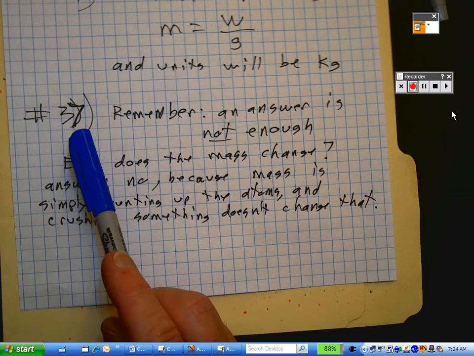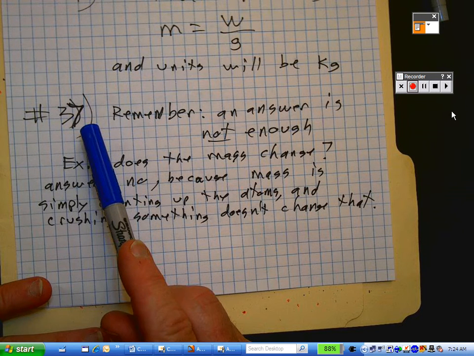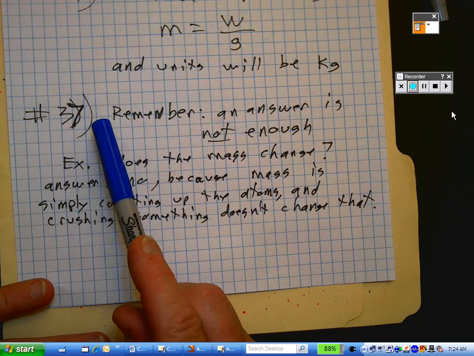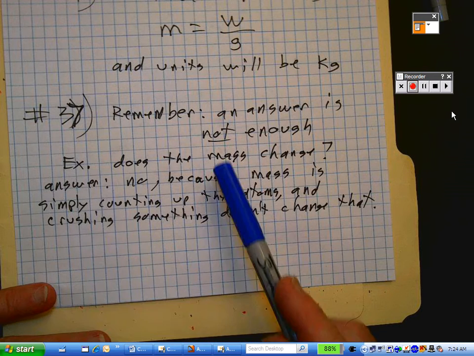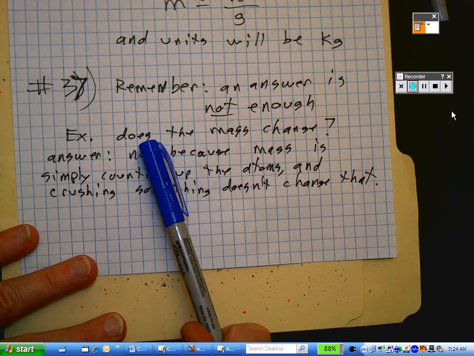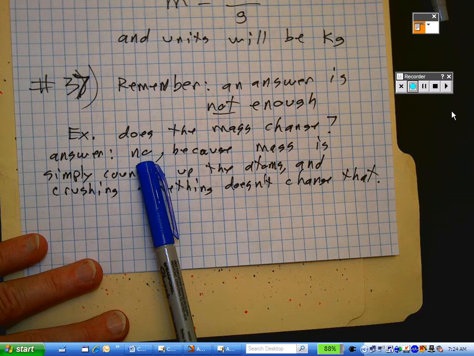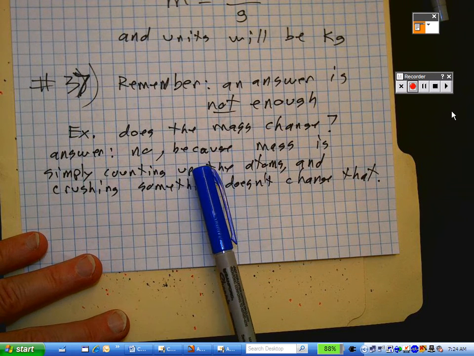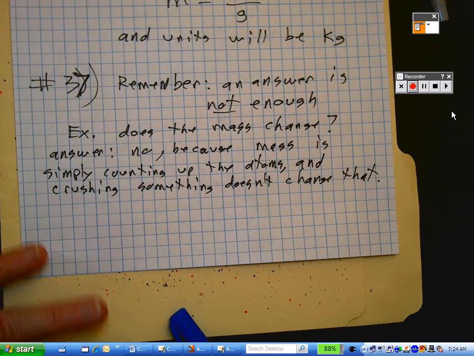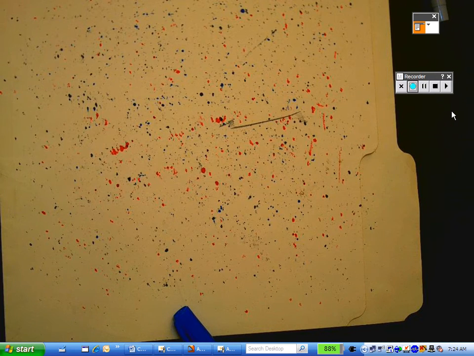Take a look for a moment at number 37. A reminder, click pause anytime you want to stop and work on these problems while you get some hints. Number 37, there's a junk car crushed into a compact cube. Does its mass change? Now, it's not okay to just write the answer. That's not enough. Your answer can't just be no. You should explain why. Something like this could work: mass is simply counting up the number of atoms, and crushing something doesn't change the number of atoms, so the mass cannot change. That's kind of what I'm looking for in a solution.